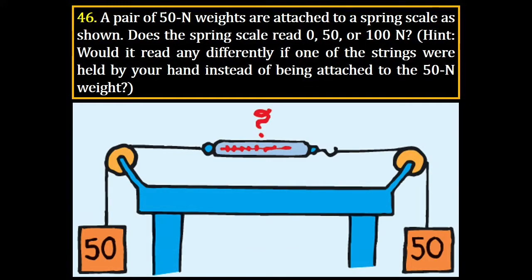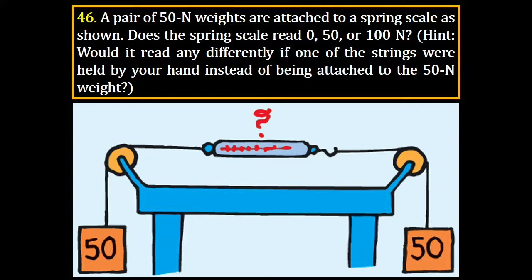Okay, a pair of 50 Newton weights are attached to a spring scale as shown. Does the spring scale read 0, 50, or 100? Hint, would it read any differently if one of the strings were held by your hand instead of being attached to a 50 Newton weight?